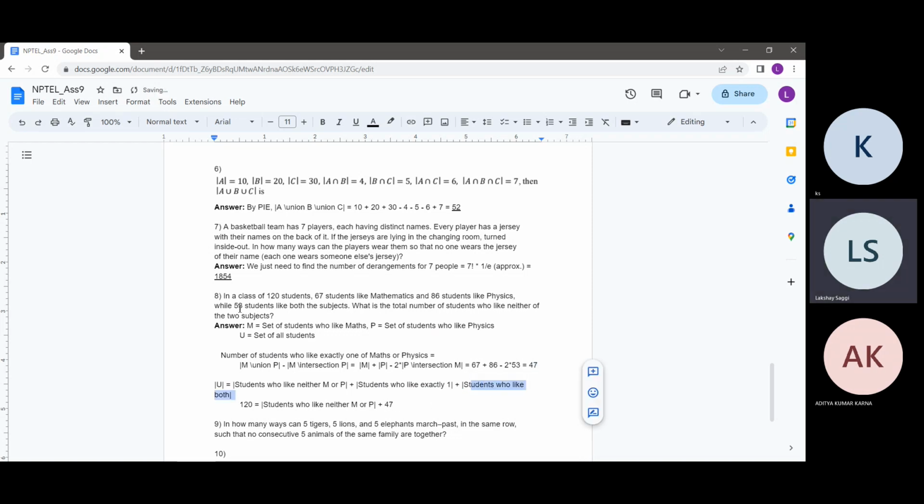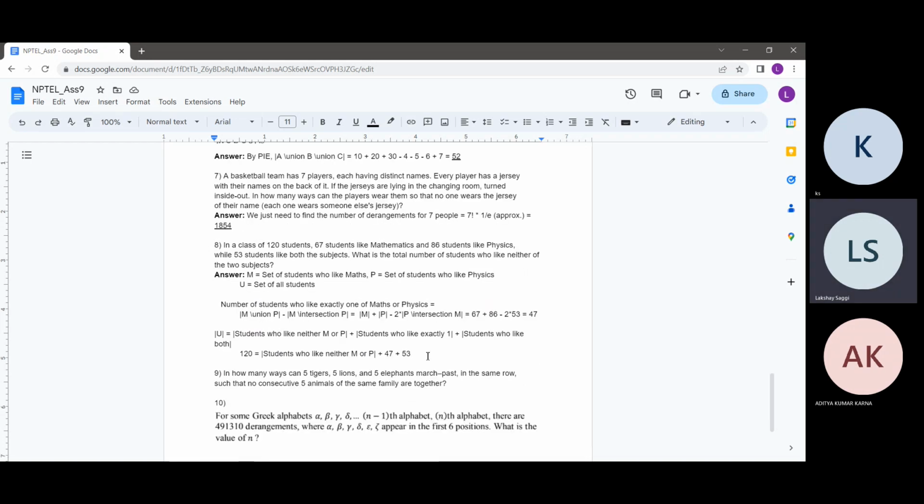Then who like both will be given to us as 53. So there are multiple ways of calculating this answer. So I've just given this one way. Maybe you can find another way to calculate it using Venn diagram. And all the ways are fine. They'll all reach the same answer only.